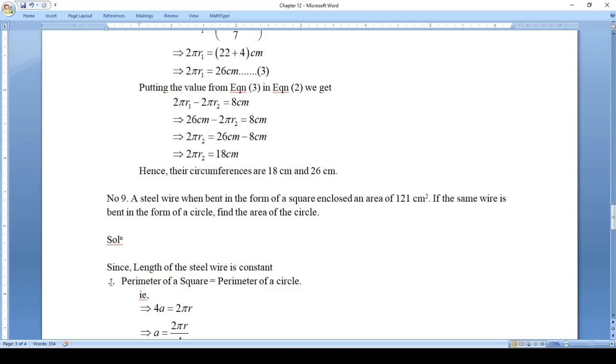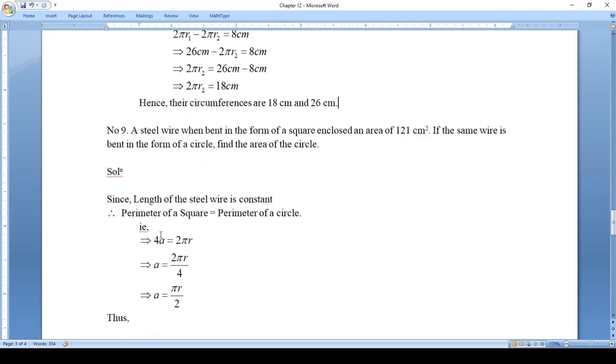Now, solution for this: since the length of the steel wire is constant, the perimeter of a square should be equal to the perimeter of a circle, because we are using the same wire. What is the perimeter of a square? The length of all the four sides. If A is the length of a side, then the perimeter will be 4A, equal to the perimeter of the circle. What is the perimeter of a circle? 2 pi r. If r is the radius, the perimeter will be 2 pi r.